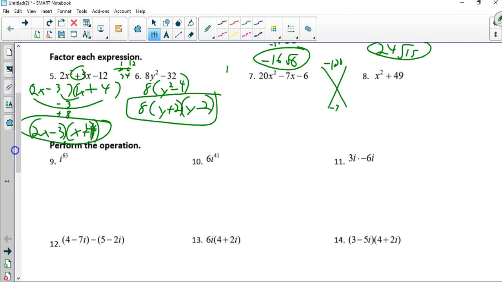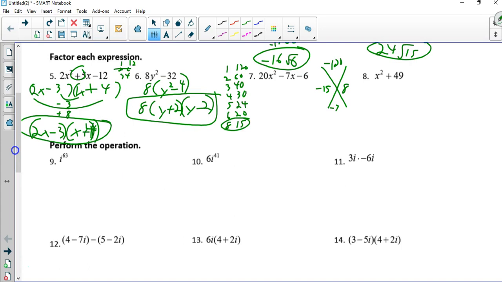looking at the different numbers, like 1 times 120, 2 times 60, 3 times 40, 4 times 30, 5 times 24. Yeah. 6 times 20. 7 does not go in. 8 goes in 15 times, and there we have a winner. 8 minus 15 is negative 7. And since I want negative 7, I want the 15 negative and the 8 positive.